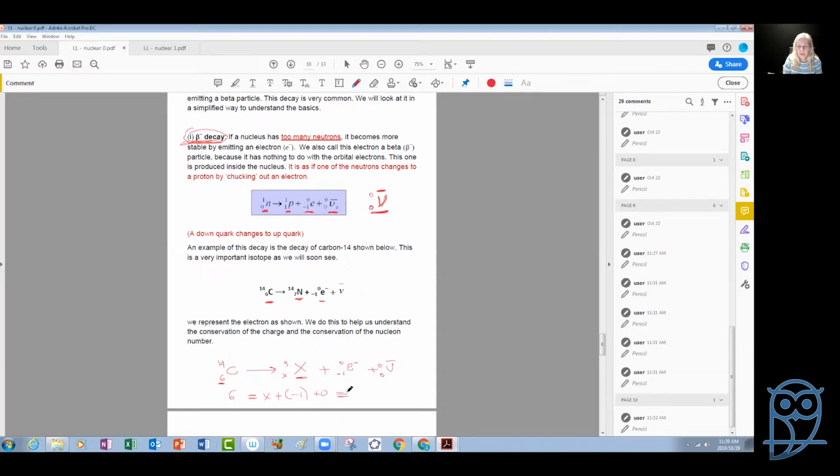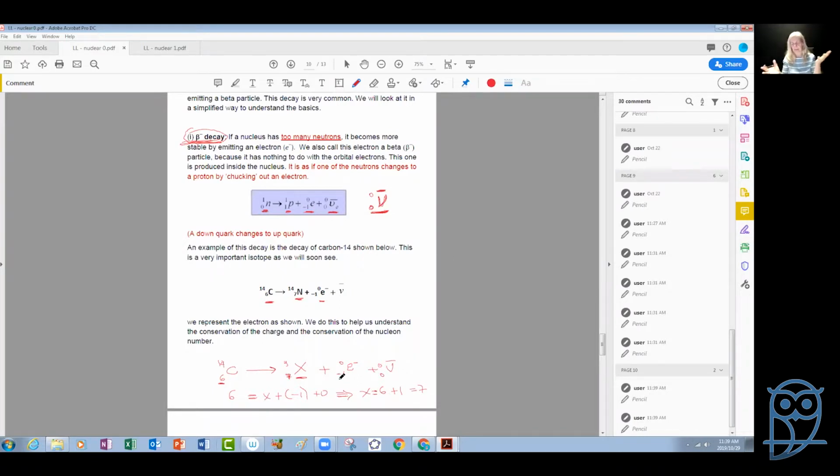And therefore, if we solve now for X, what would X be? That would be 6 minus -1, plus 1, isn't it? I hope I get it right. Which is 7. So this X is 7. Let's replace it with a 7. And as you can see, now that we have the 7, we know which element it belongs to, because 7 can only be nitrogen, nothing else. And of course, remember, we need our periodic table to remind us which element corresponds to atomic number 7, which is nitrogen.